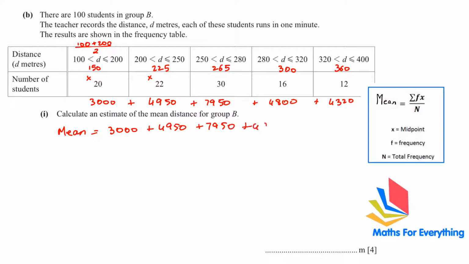7,950 plus 4,800 and so on, and divide it by the total frequency. What is our total frequency? 100. And our mean is 250.2. This question is very often repeated. You should learn it very well, practice a few more questions similar to this, and you will guarantee your 4 marks.